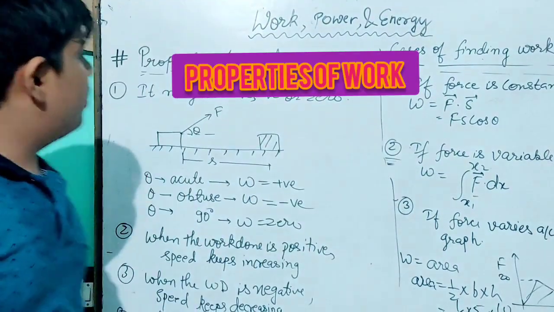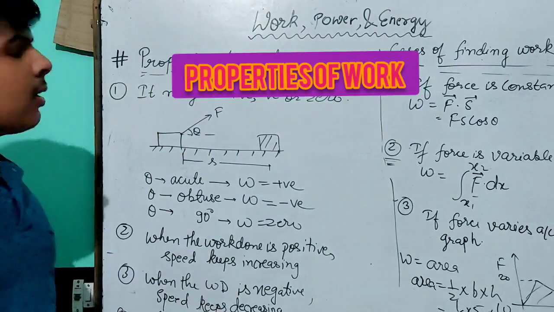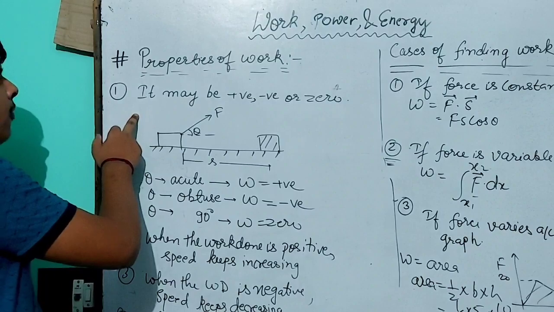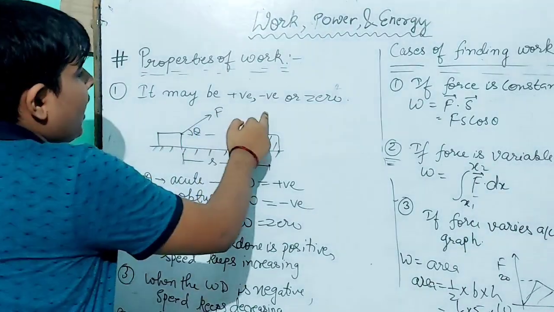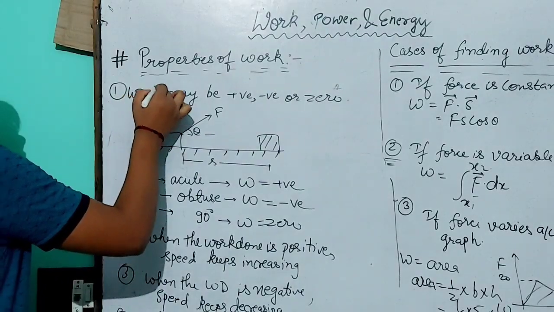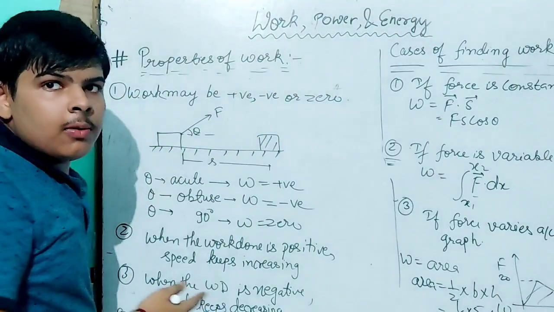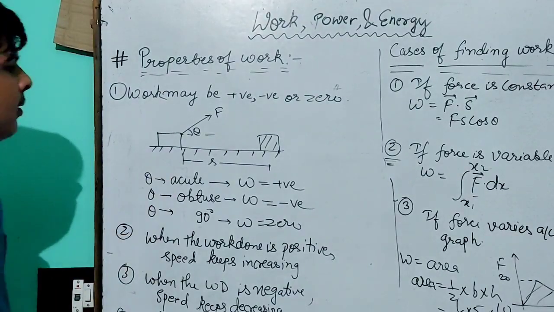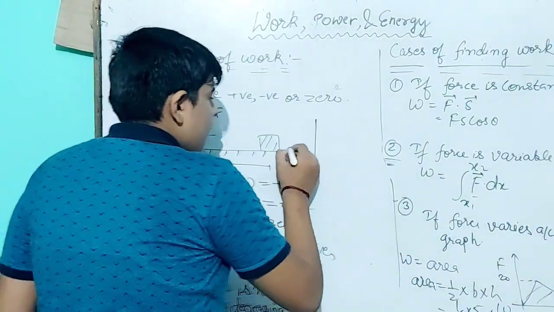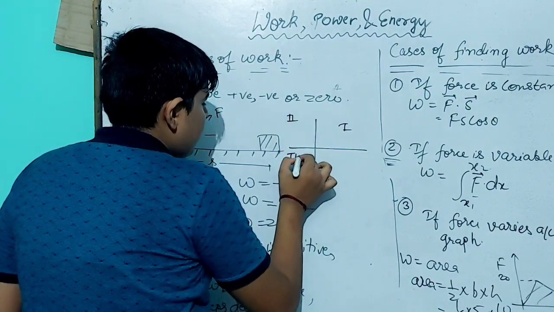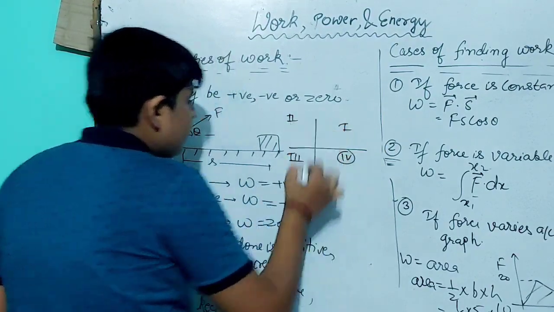Now we are going to discuss the properties of work. The first property is that work may be positive, negative or zero. Here we see the first quadrant, second quadrant, third quadrant and fourth quadrant.